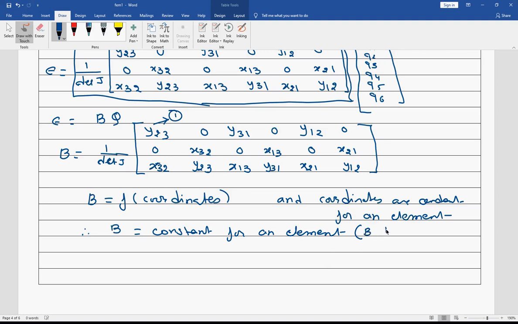The other meaning is that B does not vary with xi and eta, or in other words x and y. So it is constant for an element. So it does not vary with xi and eta. Now therefore strain is B into Q. Okay, so I can write strain for an element or within an element is constant.